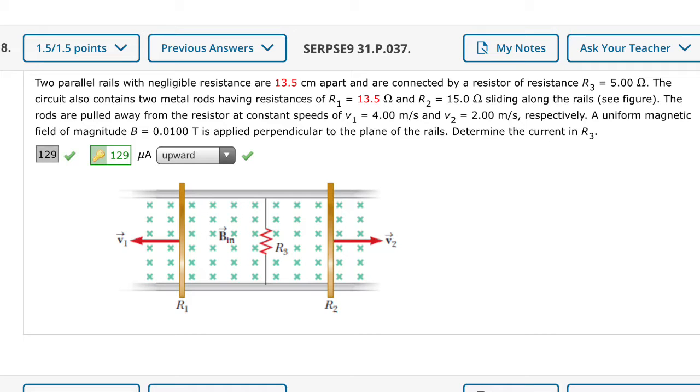Two parallel rails with negligible resistance are 13.5 centimeters apart and are connected by a resistor of resistance R3 equal to 5 ohms. The circuit also contains two metal rods having resistances of 13.5 ohms and 15 ohms sliding along the rails as in the figure below. The rods are pulled away from the resistor at constant speeds of 4 meters per second and 2 meters per second respectively. A uniform magnetic field of magnitude 0.01 T is applied perpendicular to the plane of the rails. Determine the current in resistor number 3.